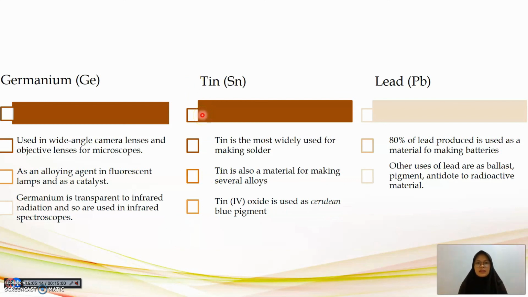Next, tin. Tin is the most widely used for making solder, and tin is also a material for making several alloys, and tin fluoroxide is used as cerulean blue pigment. And last, lead. 80% of lead produced is used as a material for making batteries, and other uses of lead are as ballast, pigment, and antidote to radioactive material.